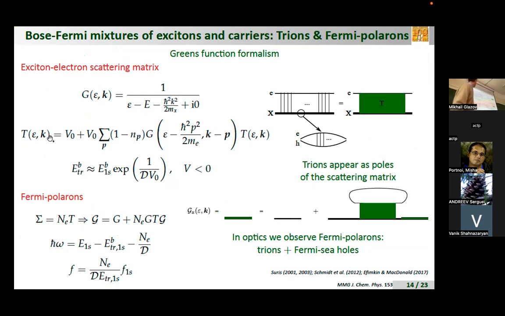Therefore, in this equation for the T matrix, we have this factor 1 minus n, meaning that the Pauli principle works. And here, then, I calculate the exciton self energy. I actually integrate over only occupied states, calculating this loop, and therefore I have here a factor proportional to the electron density, and it gives you basically the proper transfer of oscillator strengths between the ground exciton state and the trion, which is proportional to the electron density.